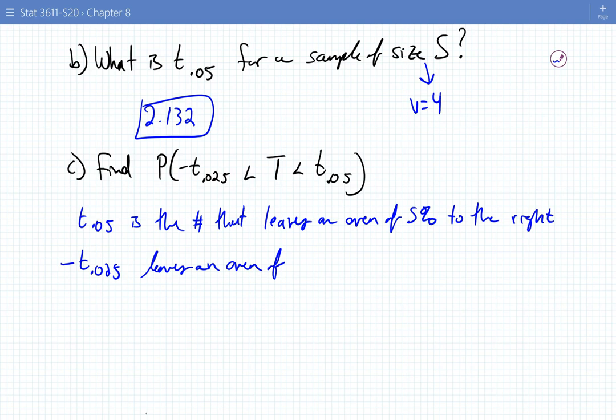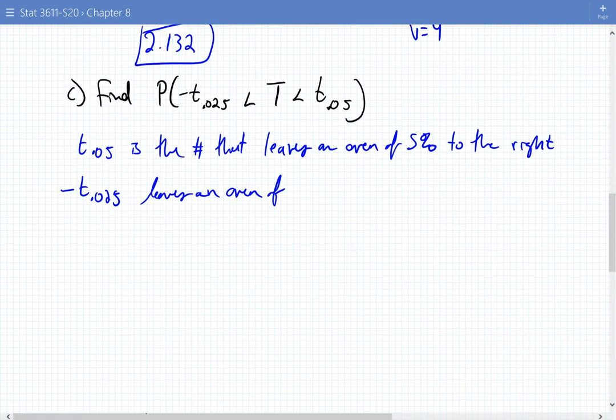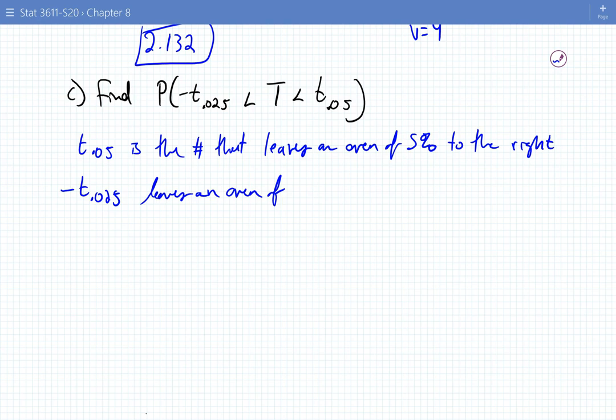Negative t of 0.025. Because the t distribution is symmetric, if this was just positive t of 0.025, you would leave 2.5% to the right. But because this is negative t of 0.025, this is on the left side of the spectrum. This is going to leave 2.5% to the left. To the left, right?